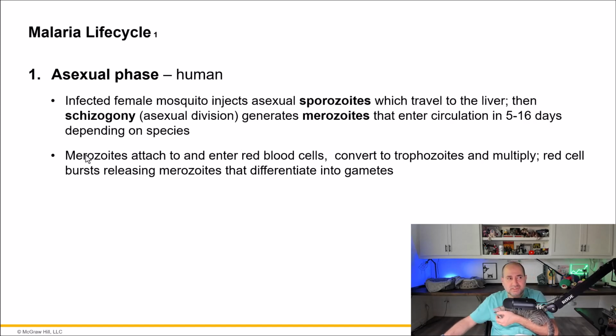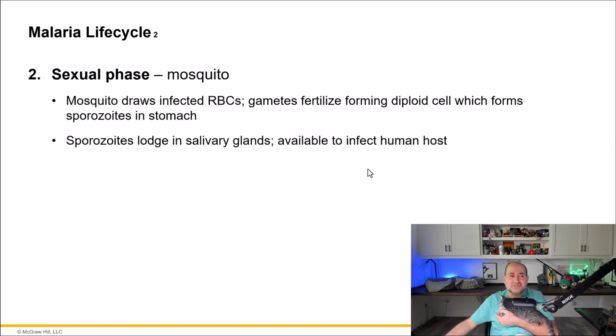Those merozoites attach to and enter the red blood cells. They literally get inside of your red blood cells, where they convert into trophozoites and multiply. The red blood cell at some point bursts open, releasing all these merozoites that differentiate into gametes. This leads to the sexual phase, which is inside of the mosquito vector.